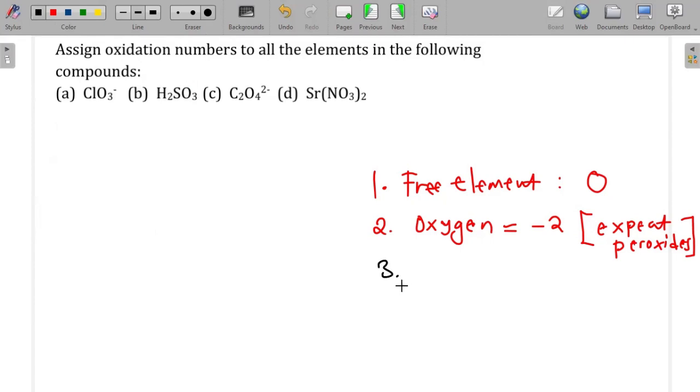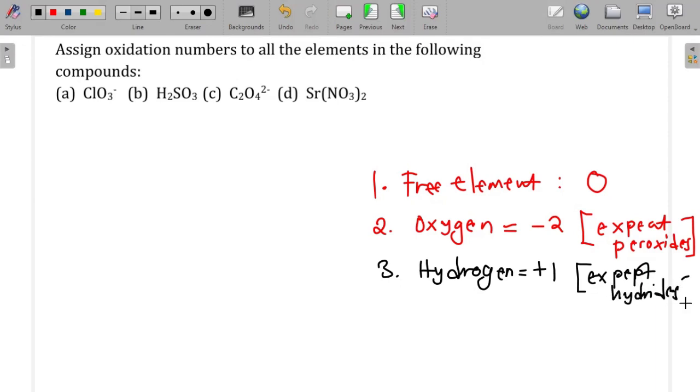Number three, it's the rule that contains the hydrogen. Whenever you see hydrogen in any compound, it's going to have an oxidation number of +1, and then it has an exception, except in hydrides. So except in hydrides, anywhere else where you see hydrogen, it's going to have a +1 charge.